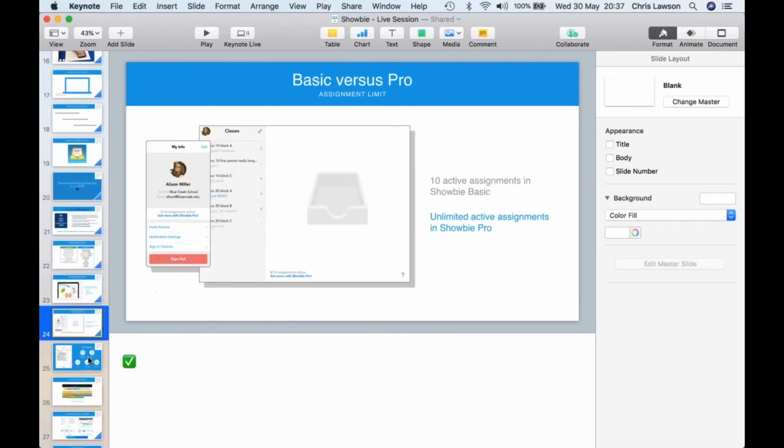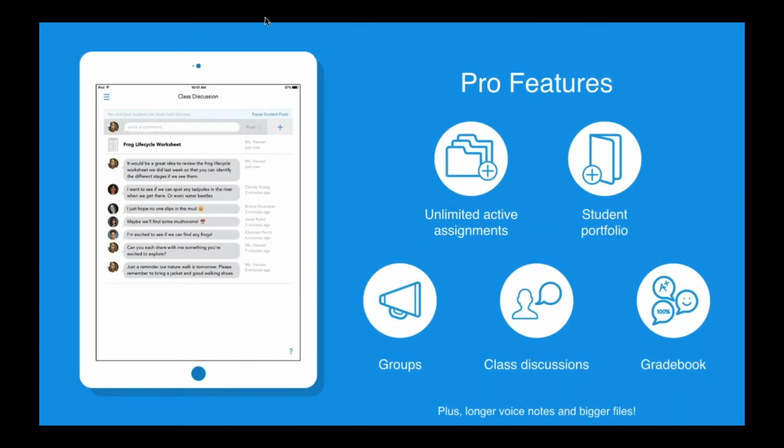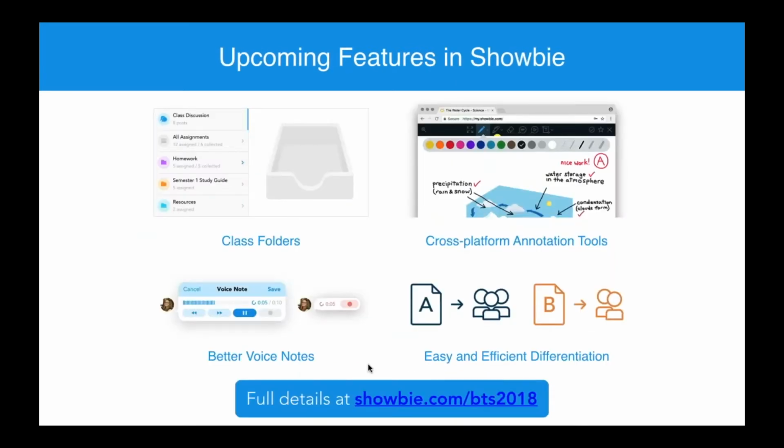Moving on to here. So the pro features, which I think I've touched on, we've got gradebook, class discussion groups, the portfolio and reactive assignments, and the longer voice notes. The highlighter tool, again, on the iOS app. And these are the new features. So these are the ones which are coming.